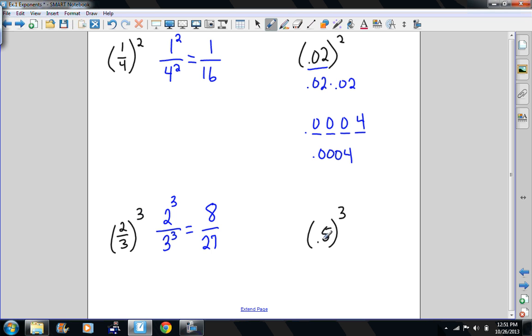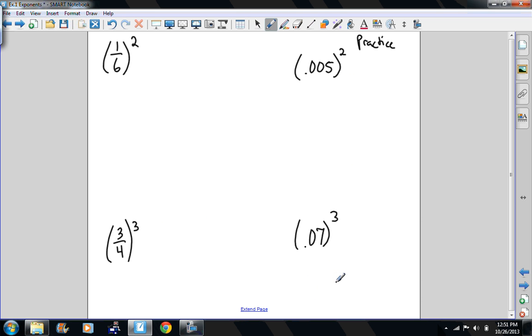0.5 here, now it's 1 decimal place here, but it's cubed, so there will be 3 decimal places. 5 times 5 times 5 is 125. This time we don't need to fill in any zeros, so our answer is just 0.125. I want you to try these on your own and see what you get.